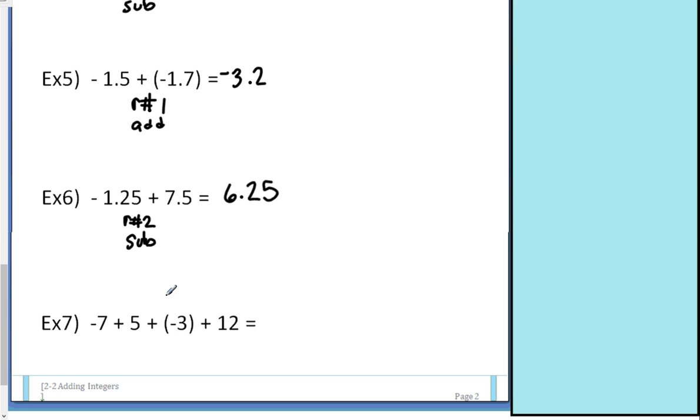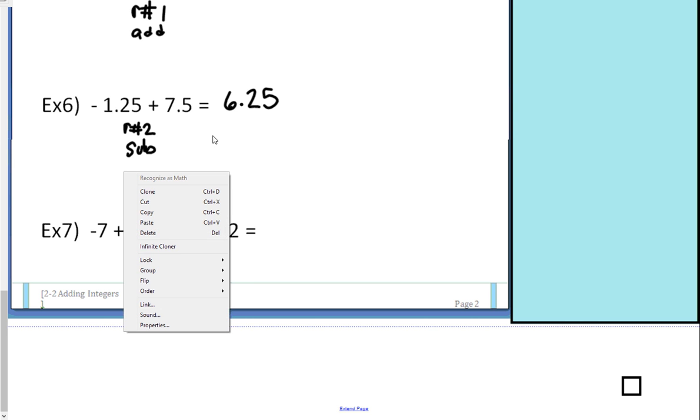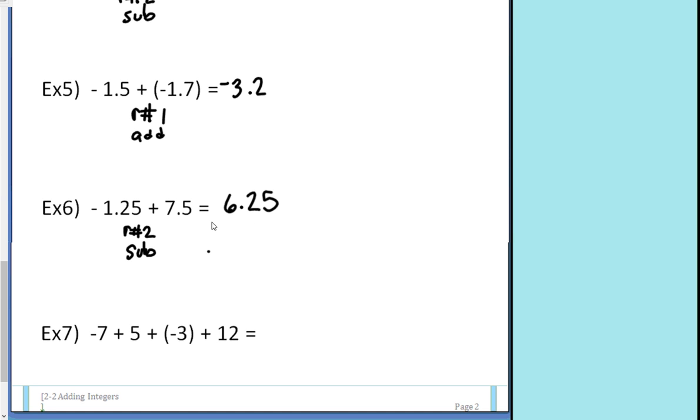For example 7, you have a couple options here. Option number 1 is you can just do smaller problems one at a time. You could do this problem first, then do that problem second, then bring the 2 answers together. But me personally, what I like to do is rewrite it with all the same signs next to each other. Later in this unit, you'll have a lesson on why you can rewrite these like this. All right, negative 7 plus negative 3 plus 5 plus 12.